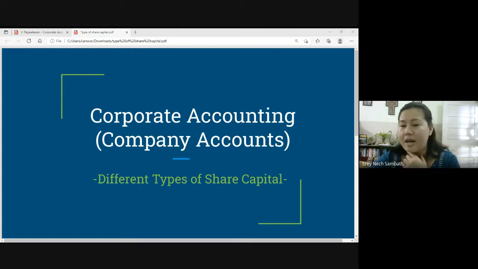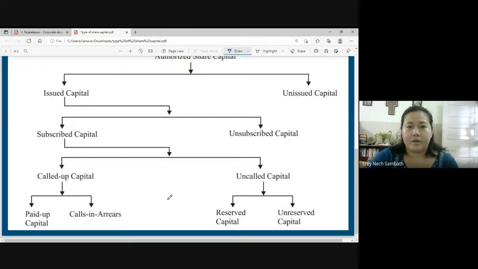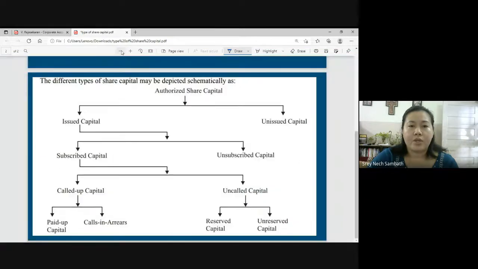We will start with the calculation and the journal entries for shares, because this is all related to company accounts, which we should understand, and how to account for what is related to shares. So this is what I want you to keep in mind as we discuss.